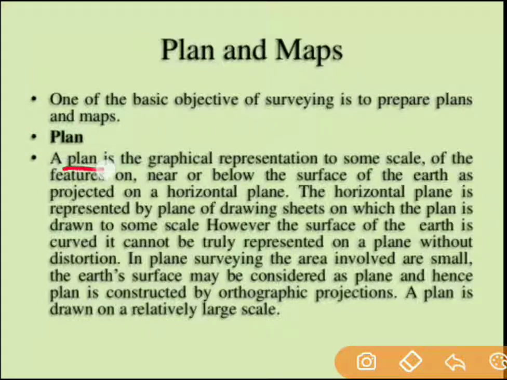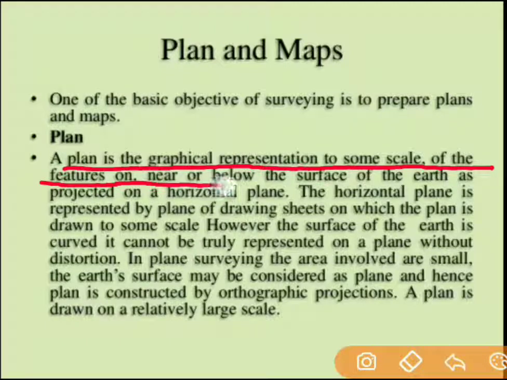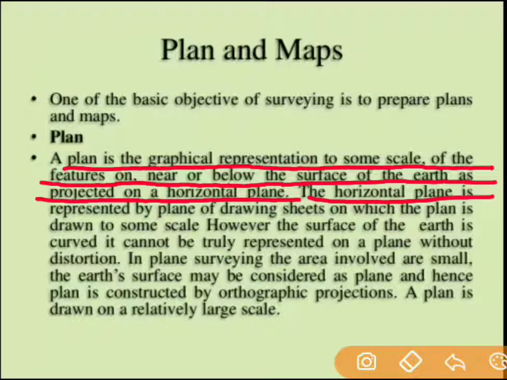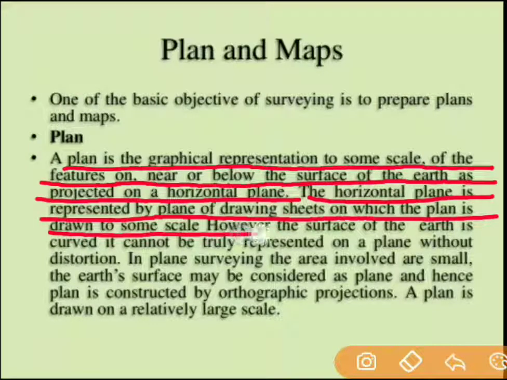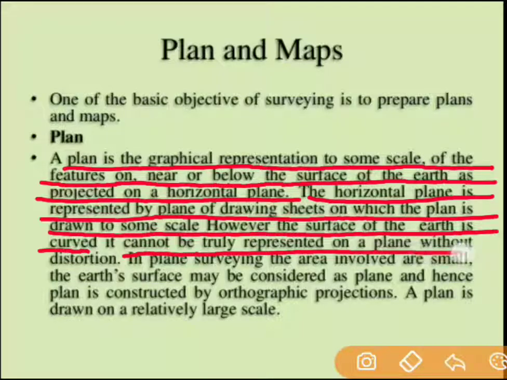A plan is a geographical representation to some scale of the features on, near or below the surface of the earth as projected on a horizontal plane. The horizontal plane is represented by the plane of the drawing sheet on which the plan is drawn to some scale. However, the surface of the earth is curved. It cannot be truly represented on a plane without distortion.